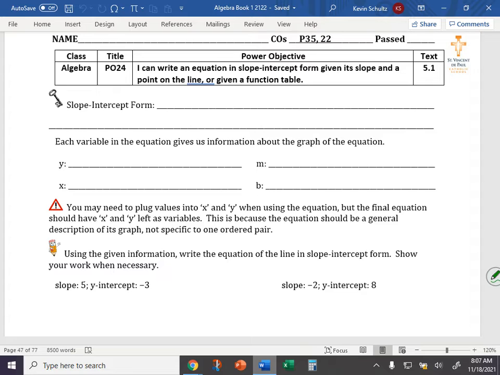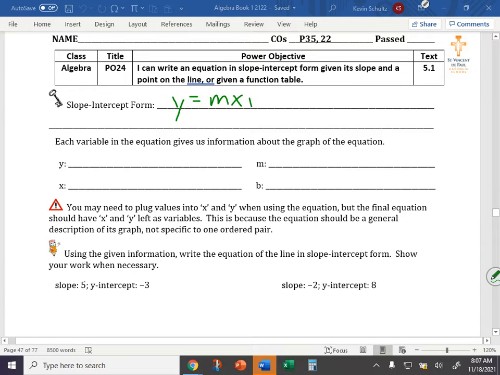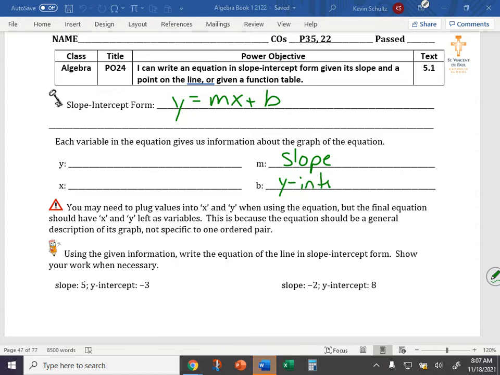Excellent. We're going to start by defining yet again and summarizing everything to do with slope-intercept form. Slope-intercept form is just y equals mx plus b. We've worked frequently with the m and the b. The m is the variable for slope, and the b is the variable for the y-intercept. We've also talked about the x and the y, and at that time said we'll deal with that later.